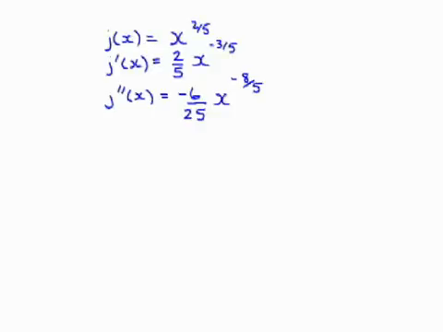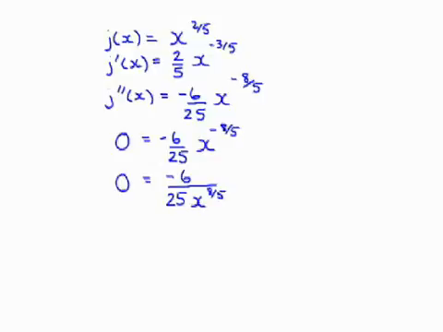8/5. We're going to set that second derivative equal to 0, and then what I've done in the next step is I've written it in a slightly different manner so that I no longer have that negative exponent. So I have 0 is equal to negative 6 divided by 25 x raised to the 8/5, where the x raised to the 8/5 is all in the denominator.